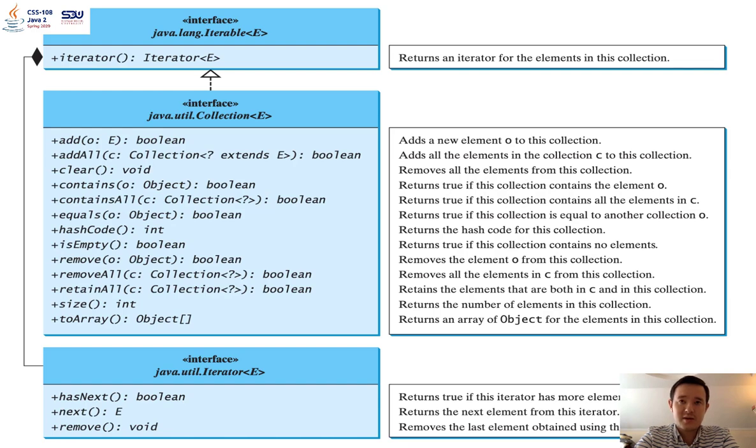hasNext gives true or false depending on whether you are at the end of the collection or not. You can put this hasNext into a while loop, and then it's like Scanner's hasNext. And then we have the next method, which gives the next element, and its return type is E. So if your collection contains strings, its return type is going to be String as well. Remove removes the last element obtained using the next method. So if you call remove before calling next, there is going to be an exception. You always call remove after you call next, and you can't call remove on an empty collection because there are no elements to remove.